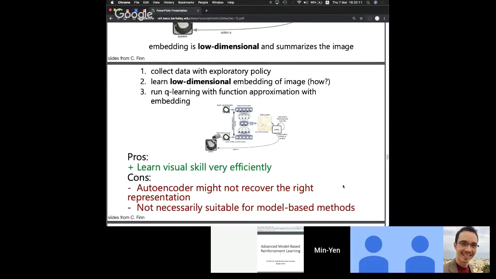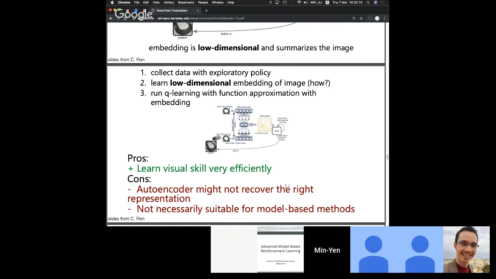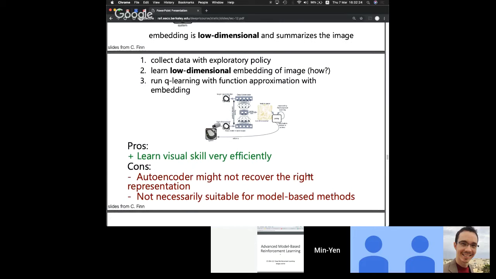Right. So here there are some advantages: you can learn the visual skills very efficiently because you are essentially compressing the whole thing, so you do not need that many parameters to learn. The cons are that it might not recover the right representation. I think this is a generic disadvantage of any autoencoder decoder, and also it may not be suitable for model-based methods because you are not really trying to predict the action or the state, right? You're just trying to improve your policy based on whatever embedding you're seeing.